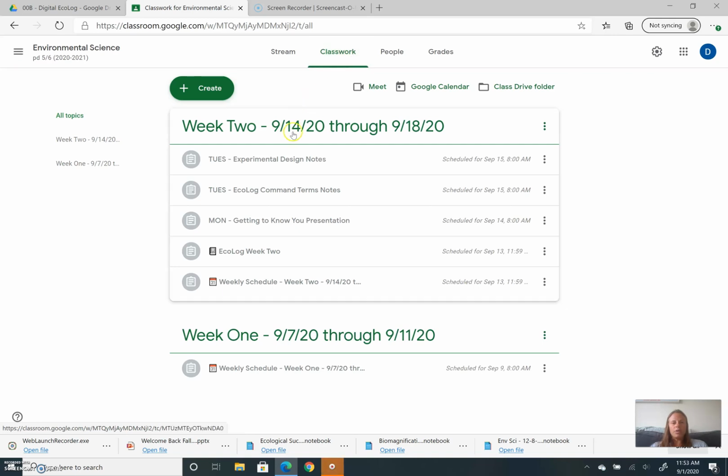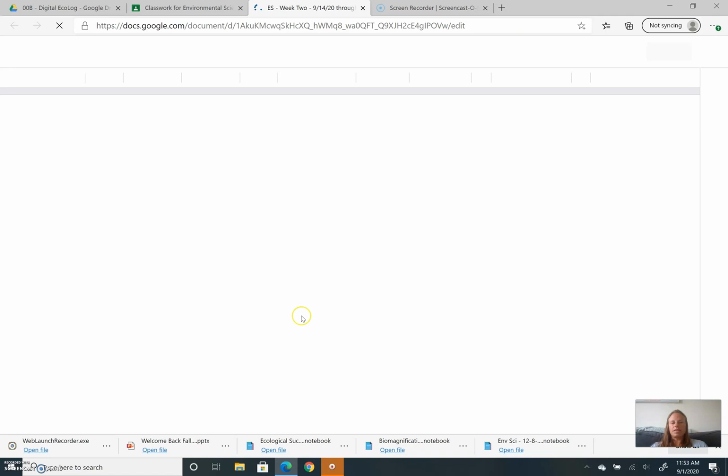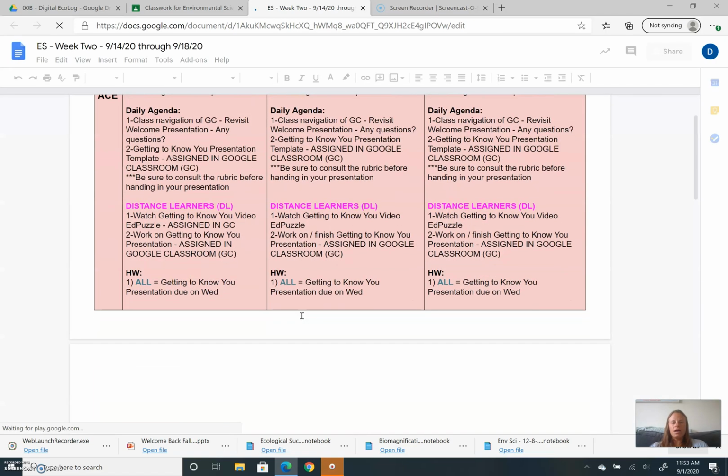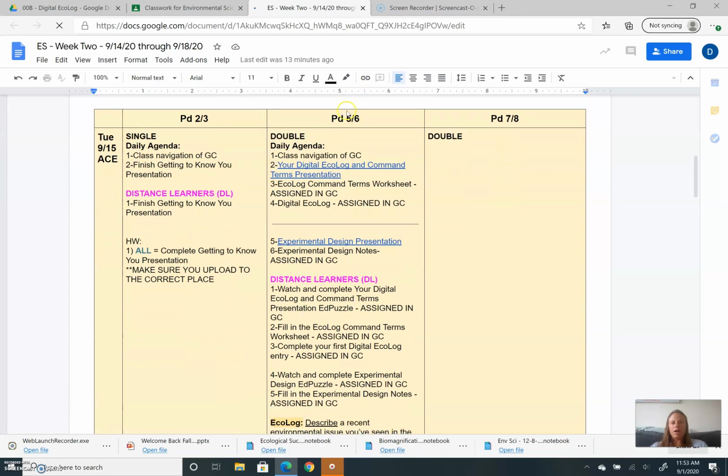Now I'm going to look at week 2 and I'm going to go to the weekly schedule. That's what you're going to do every single day. So here's my weekly schedule and I'm going to pretend that it's Tuesday of week 2. So I scroll down to Tuesday and remember I'm pretending like I'm period 5, 6. So I've got first period involves the EcoLog. Second period involves learning about experimental design. This video is exclusively about the EcoLog.